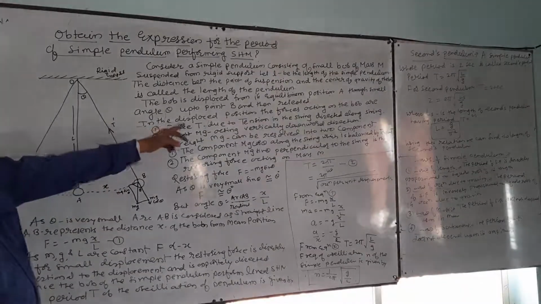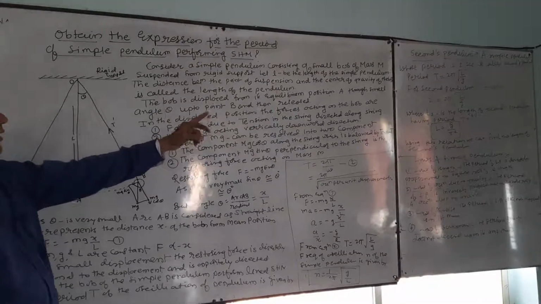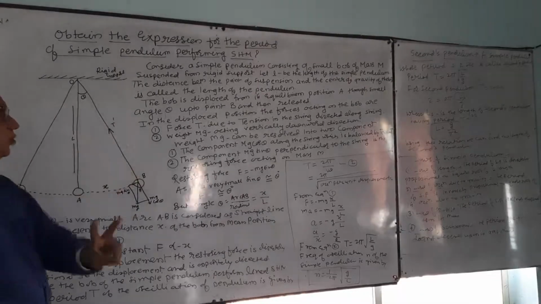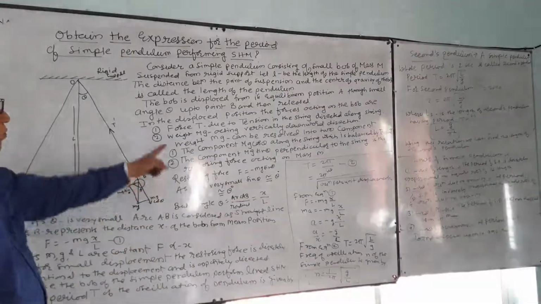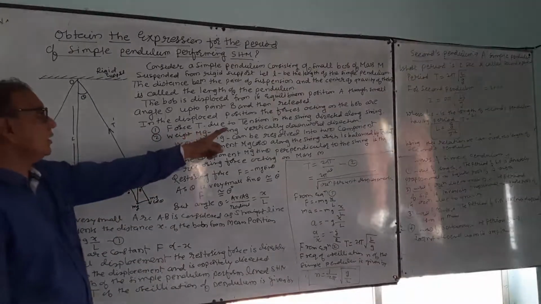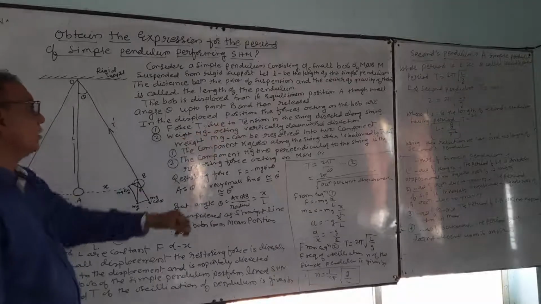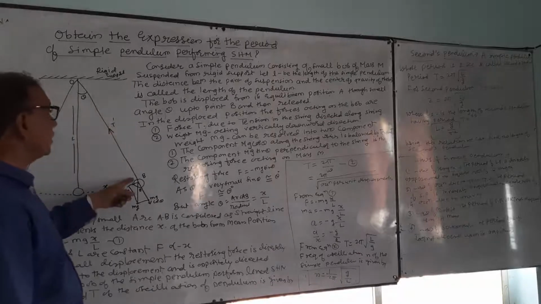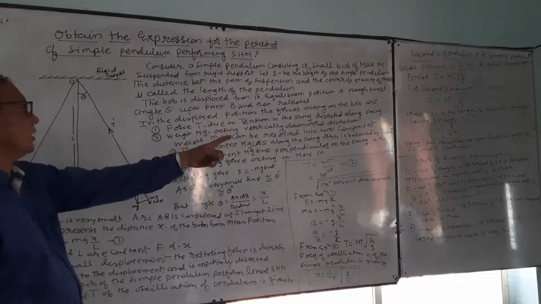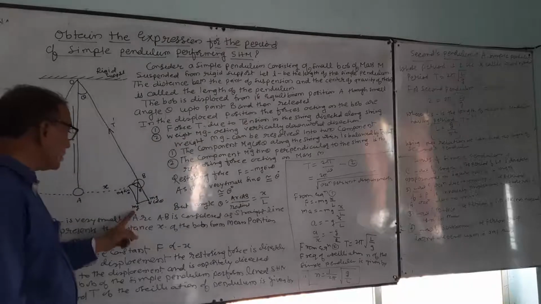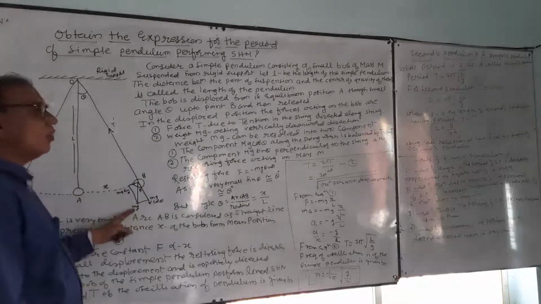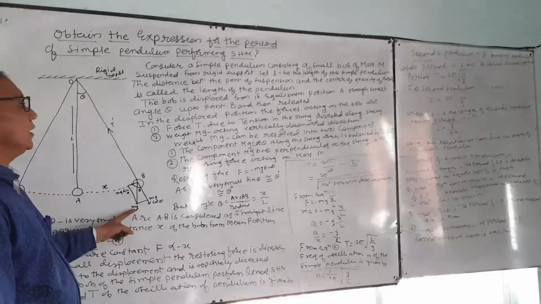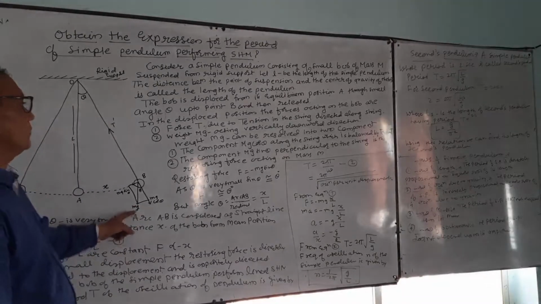In the displaced position, there are two forces acting on the bob. Force T due to the tension in the string directed along the string, and weight mg acting vertically downward.